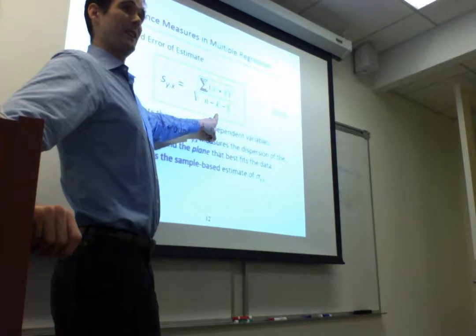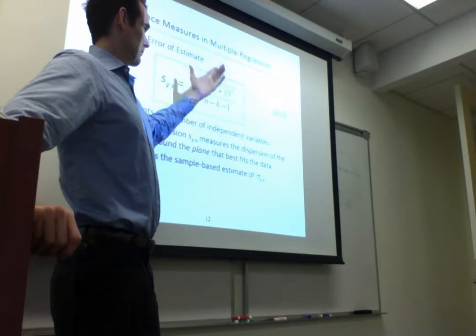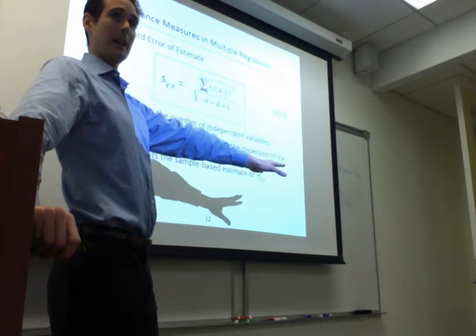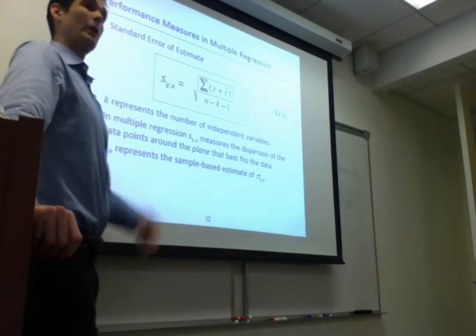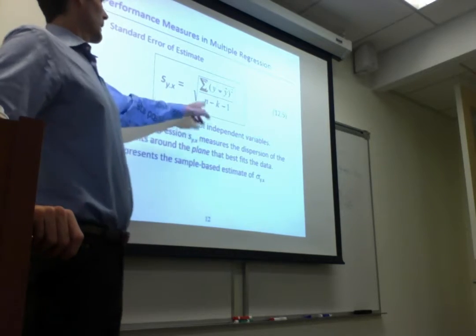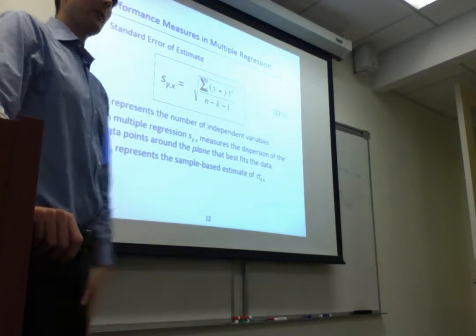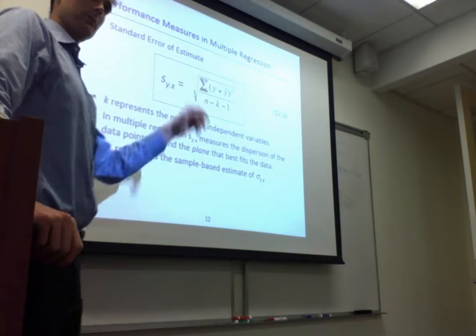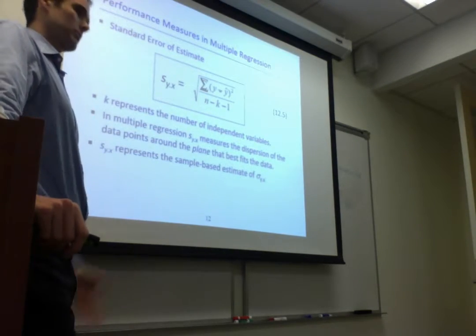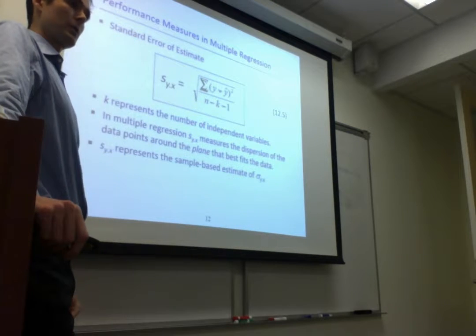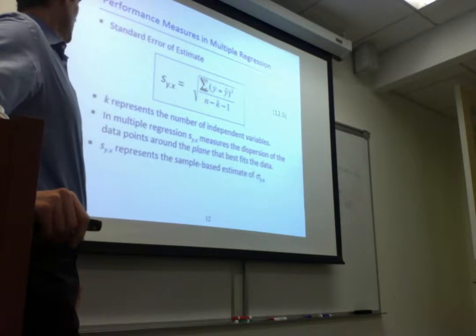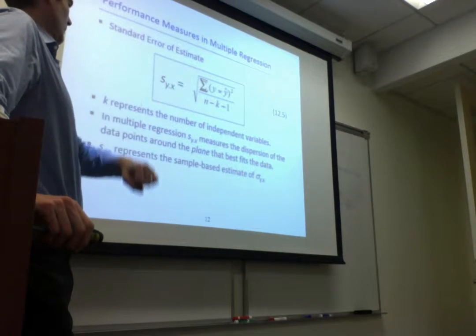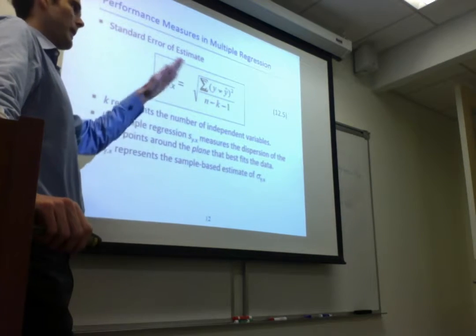So if we have one independent variable, then n minus 1 minus 1 would be n minus 2, which is exactly what we did last week. If we have two independent variables, n minus 2 minus 1, which is n minus 3. If we have 6 independent variables, n minus 6 minus 1, n minus 7. Same thing we did last week, just with a new little twist. Okay, that's the standard deviation figure for our best fitting line.